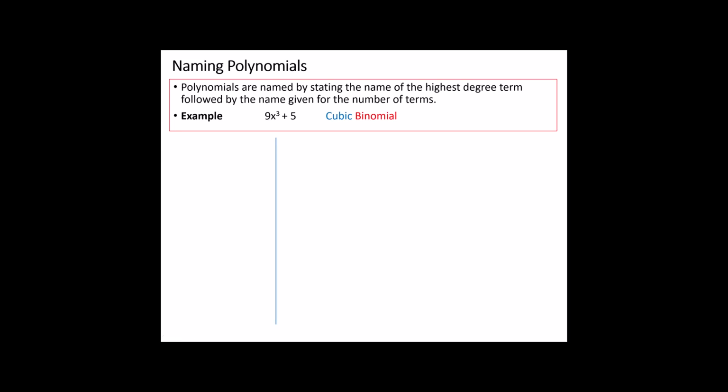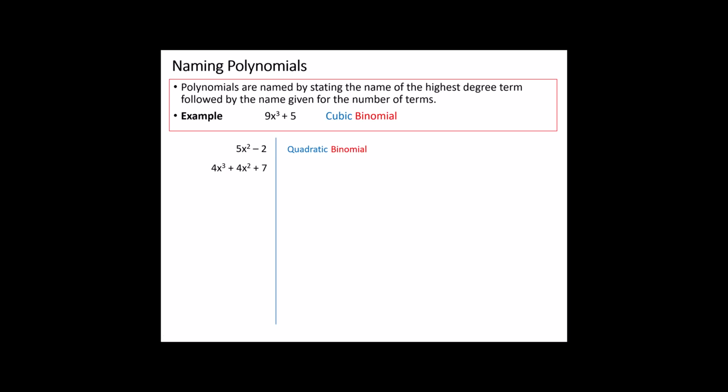So we can mix and match our names to name lots and lots of different types of polynomials. For example, notice that if I'm looking at the degree, this is an x to the 3rd term, this is an x to the 0 term, x to the 3rd is the higher of the two, so we would call it cubic. Then we would look at the number of terms. This one has the 9x cubed and the 5x to the 0, that is 2 terms, making this a cubic binomial. Can you name this one? That's a quadratic binomial. Quadratic because it's x to the 2nd, binomial because there are 2 of them.